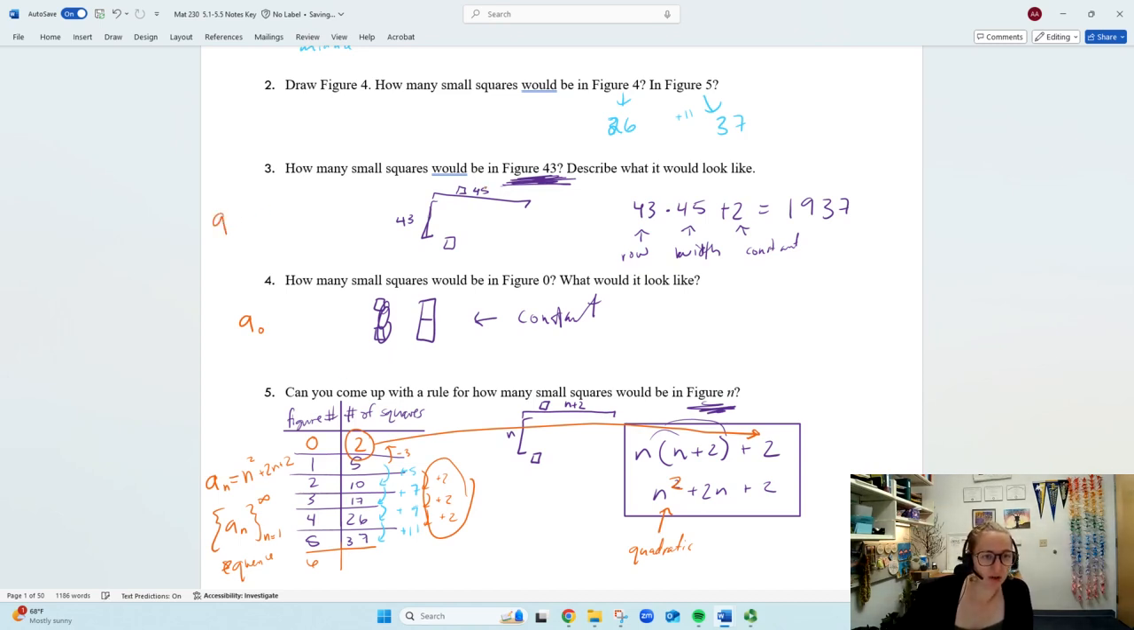Other notations, so figure 43 would be a sub 43, and we found out that that was our answer. And then I could do the same thing with those subscripts when it comes to our figure 4, where we found out there was 26, and our figure 5, which we found out there was 37. So this is our notation, but I wanted you to have a good visual representation of that.